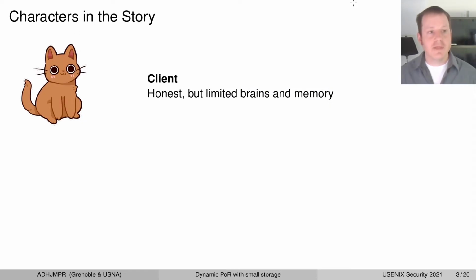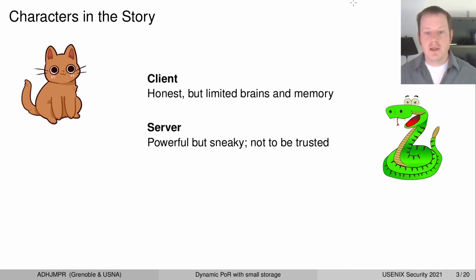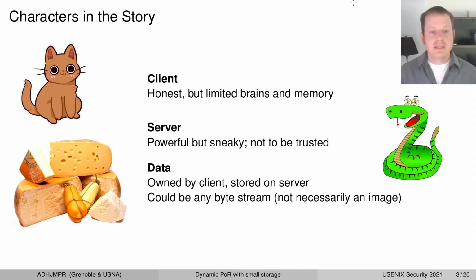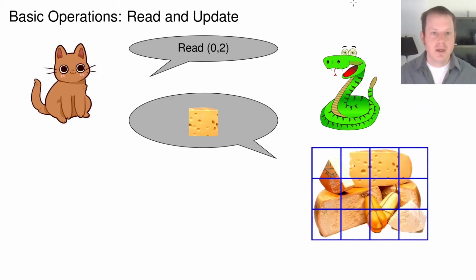And when we're talking about this, there's a few images I'm going to use. The first is our client here, which is completely honest in our setting. The server is malicious, so we don't trust the server at all. That's the point of doing an audit. The data that we're storing, in this case, is going to be an image of some cheeses. And finally, when I have to talk about a hash digest, I'm going to use this picture of a hash brown.